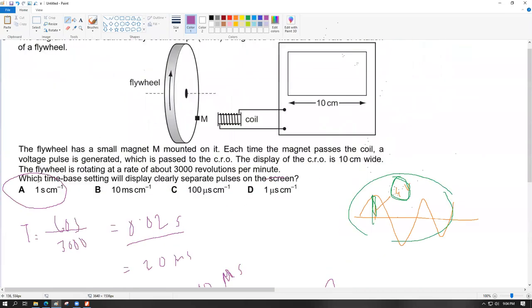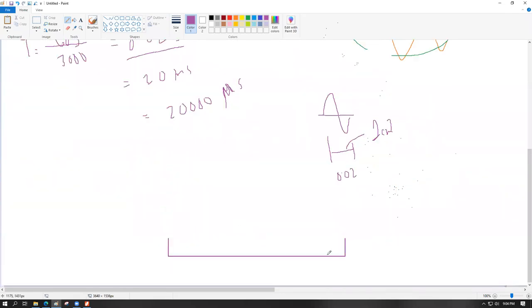If you choose a scale, the time duration relevant to 1 centimeter is 1 second. Forget this. This entire line of 1 centimeter length represents how much time? 1 second. Now you are going to try to accommodate cycles which have a time period of 0.02 seconds over here, one after another. How many can you accommodate? Sir, 50, right?